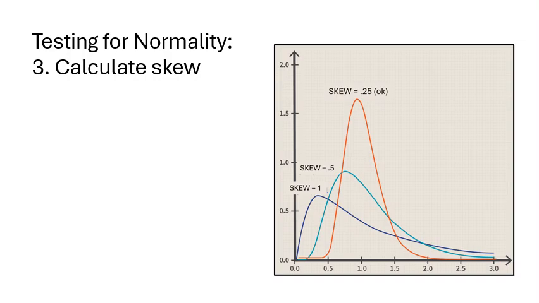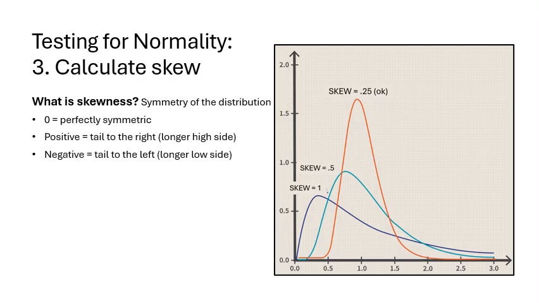Our next test for normality is to calculate skew. We're pretty familiar with skew, and we know why it's a problem, but when we get the score by doing this, it's going to tell us the symmetry of the distribution. And so once again, 0 is a good thing, perfectly symmetric. If you get a positive score, that means the tail to the right, you have a longer right side. And if it's negative, then you have a longer left skew.